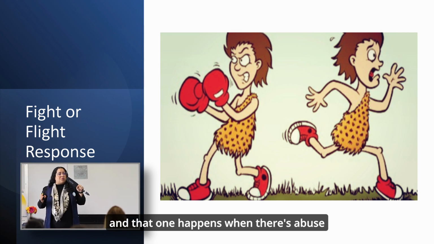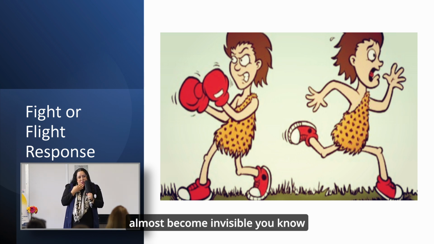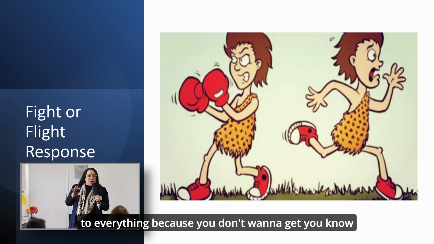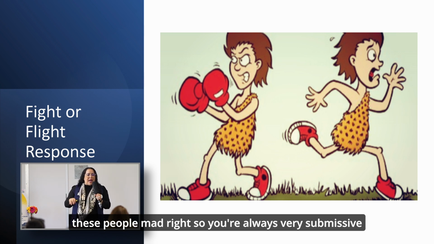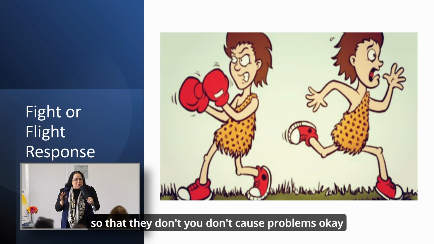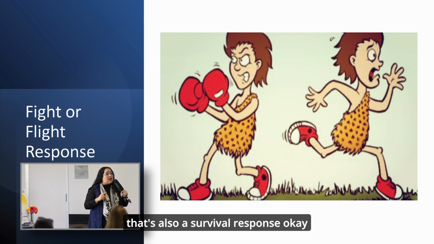And that one happens when there's abuse, long-lasting abuse, where you want to almost become invisible, and you want to say yes to everything because you don't want to get these people mad, right? So you're always very submissive. You try not to talk a lot. You talk very slowly, so that you don't cause problems. Okay, so that you're not an inconvenience to others. That's also a survival response. Okay.